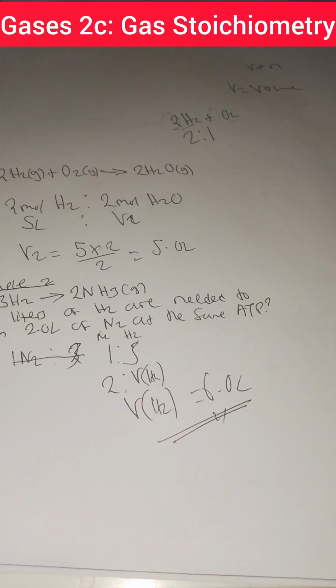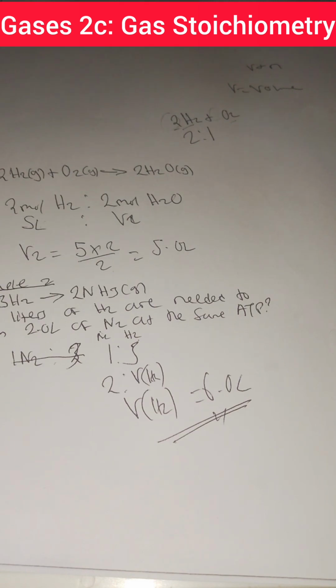And pressure. So that's how we solve. That's how we find volume. That's how we find the number of moles when we're talking about gas stoichiometry. So let's go ahead and do example 3, which is a limiting reactant problem.